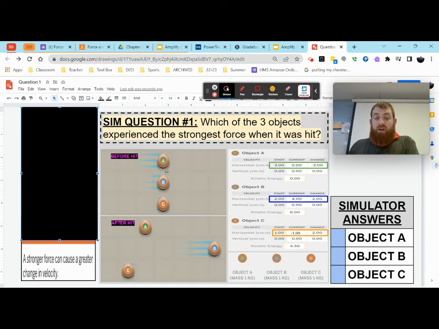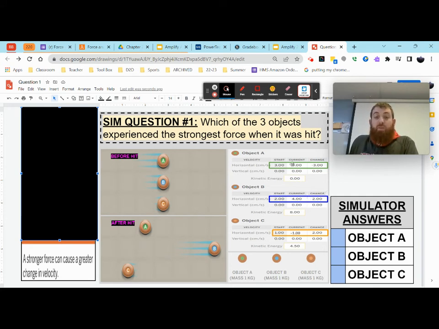In this case, if we're looking at our three objects, object C changed by 2, object B changed by 2, and object A changed by 3. So if all of these objects have the same mass, object B and C changed the same amount. The direction of that change, or whether they sped up or slowed down, doesn't matter. Their change is the exact same.